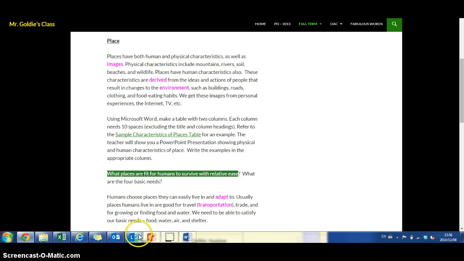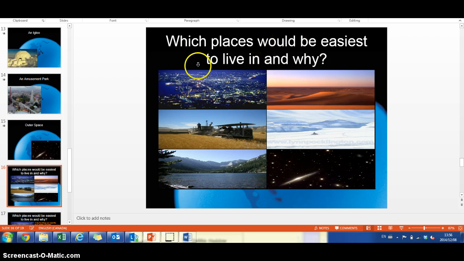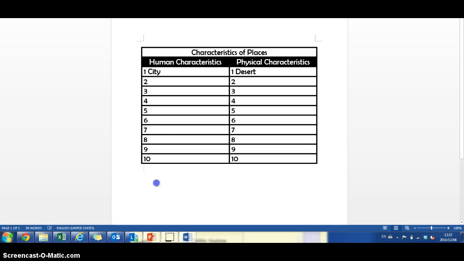What places are fit for humans to survive with relative ease? That means the same thing as this. Which places would be easiest to live and why? For humans. What do you think? Which of these places would be the easiest to live and why? Please write your answers down on your chart, right in here.